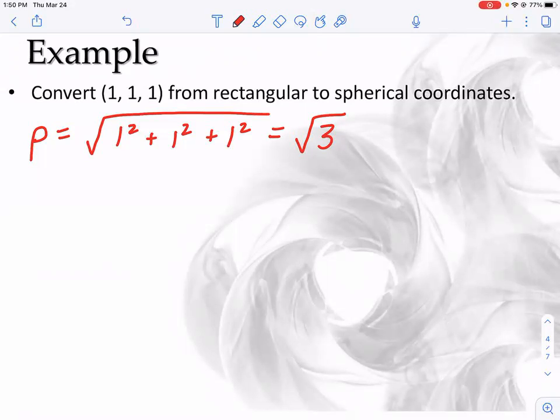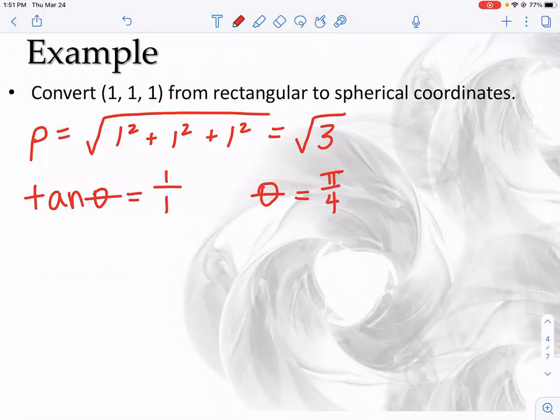Okay. Theta, we know that the tangent of theta equals y over x. That's the same as it was for polar coordinates. If we think about just the xy, that would be in the first quadrant. So we need a first quadrant angle, which would be pi/4.